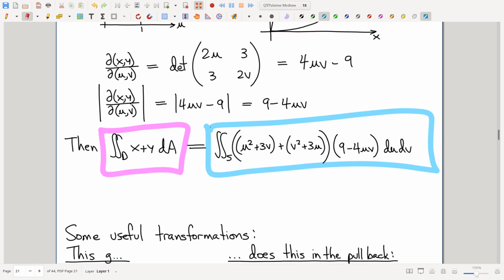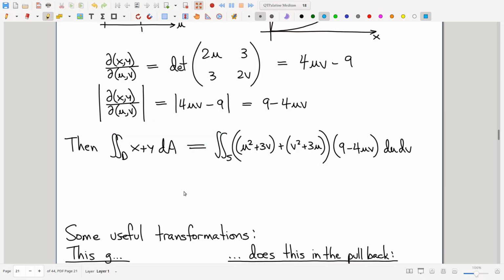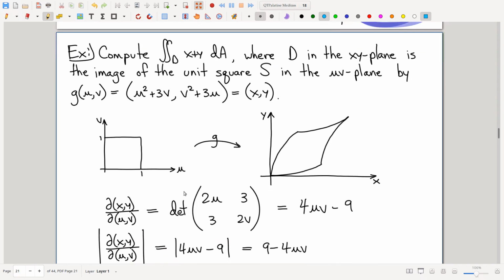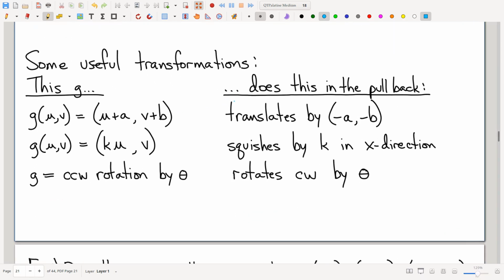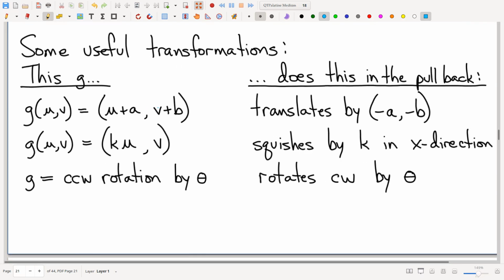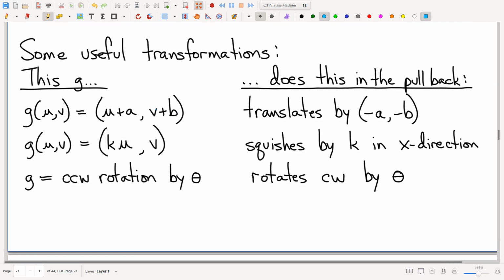All right. Okay, so again, highly manufactured. I gave you in the statement of the question the change of variables function. That's not how things typically go down. So how are you going to find your own change of variables functions? Here are some that are useful. So for example, sometimes it's convenient to translate. Now this is what a translation looks like. This will take any point and just shift it by the vector a comma b.